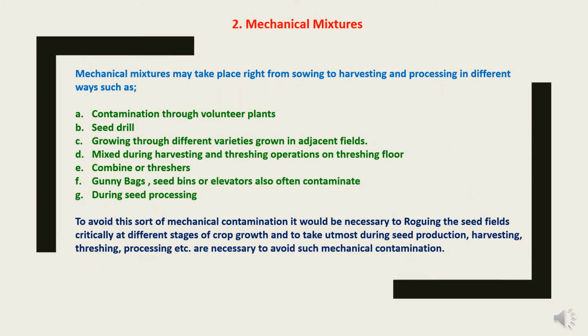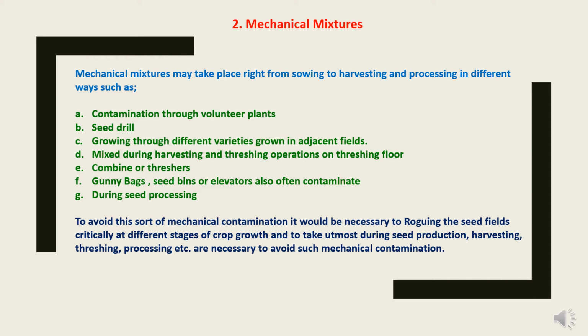Second factor is mechanical mixtures. This is one of the major sources of contamination of the variety during seed production. Mechanical mixtures may take place right from sowing to harvesting in the field and during processing operations. And the factors which are the cause of mechanical mixtures are like, first one, contamination through volunteer plants of the same crop in the seed field.